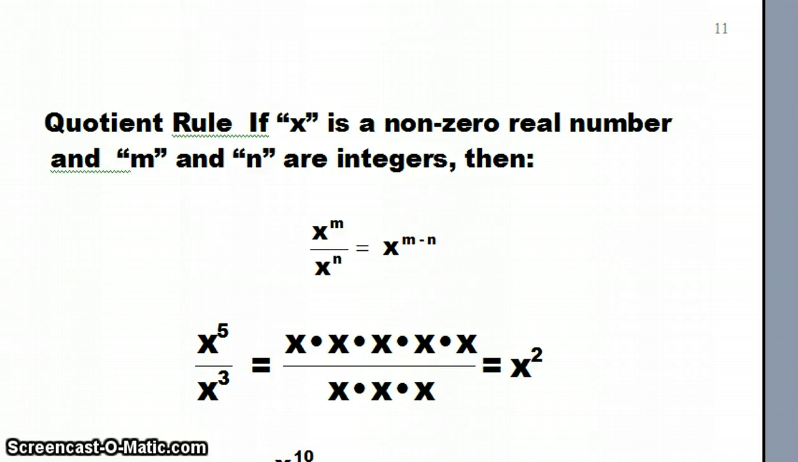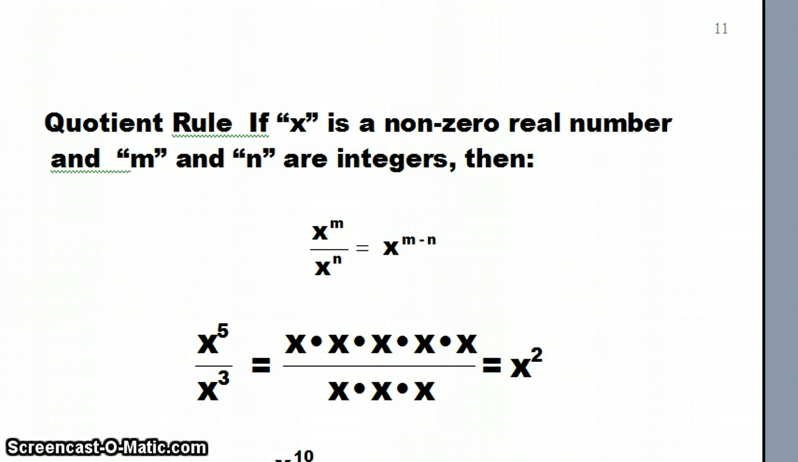This section begins on section R2, page 11 of week 2. It deals with the quotient rule of dealing with exponents. So if we have x, which is any non-zero real number, so it's basically any real number except for 0, and m and n, the two exponents, are integers, then the following simplification is something that we can use.